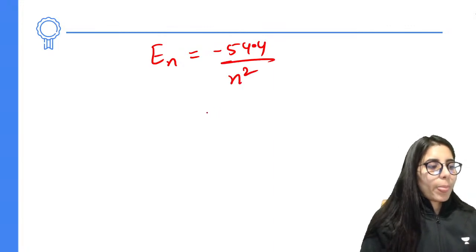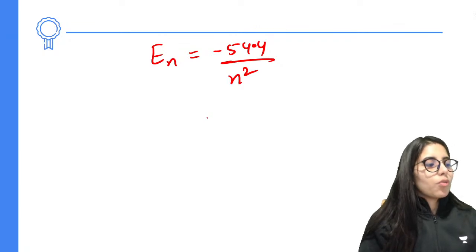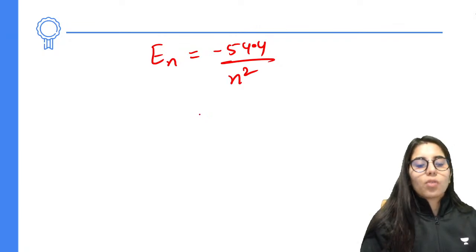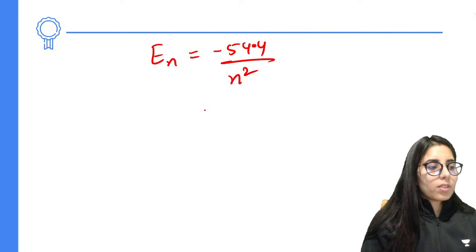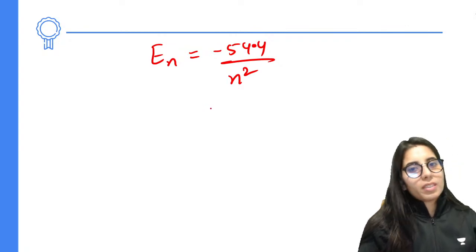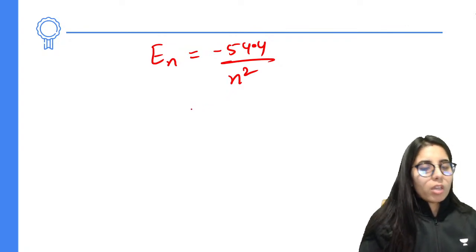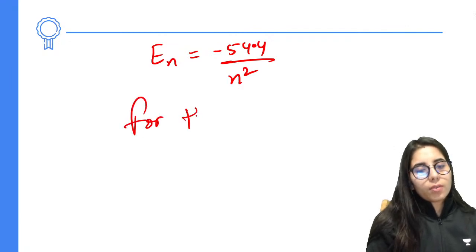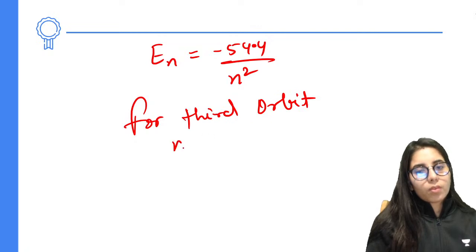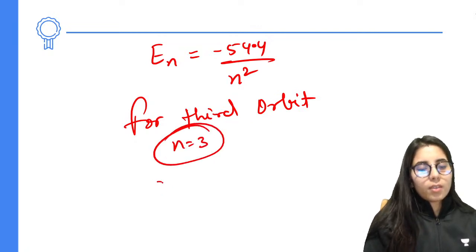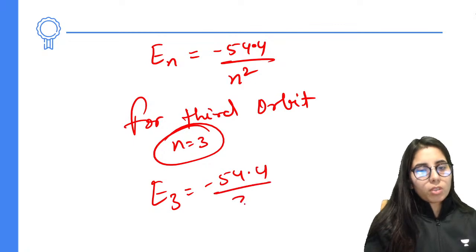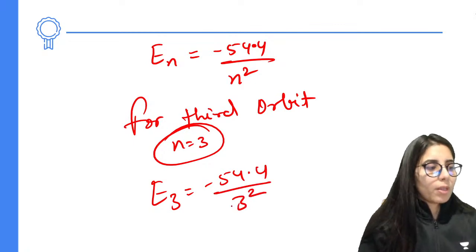Next, for the ground state n is equal to 1, and for the third orbit you will put n is equal to 3. So E3 will be equal to minus 54.4 upon 3 square. This is what you will have.